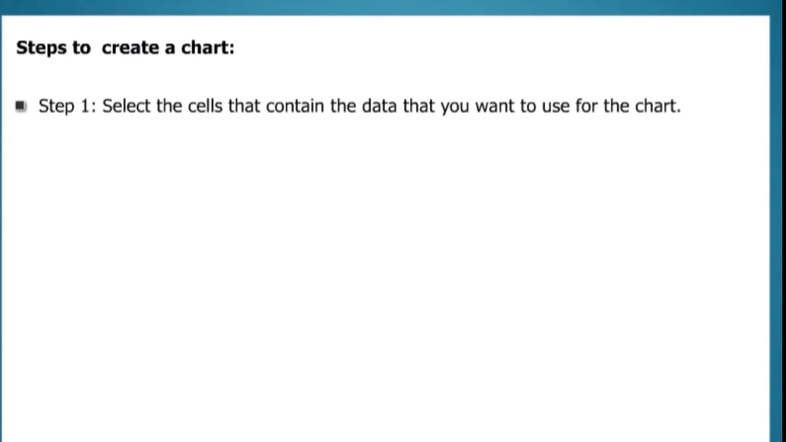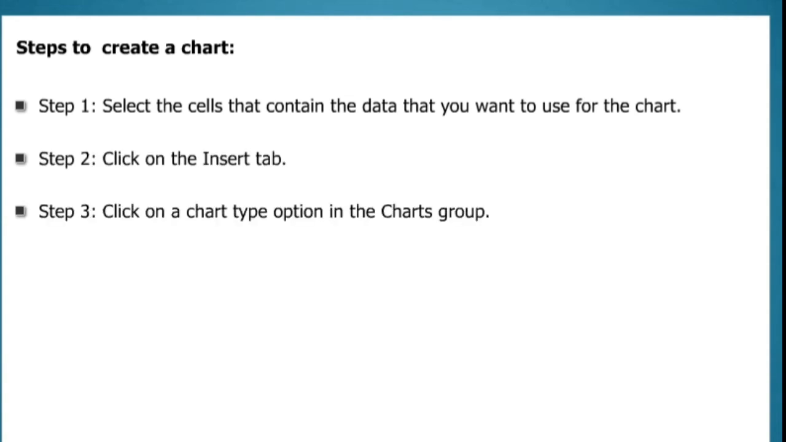To summarize, let's see the steps below to create a chart. Step 1. Select the cells that contain the data that you want to use for the chart. Step 2. Click on the Insert tab. Step 3. Click on the Chart Type option in the Charts group. Step 4. Select a chart type from the displayed list.